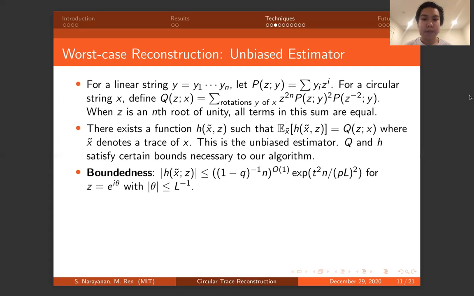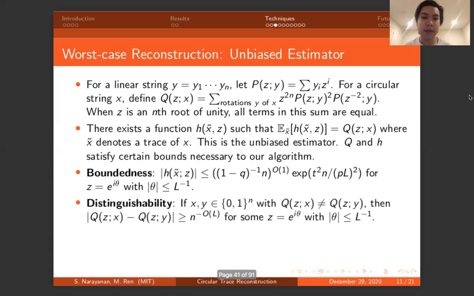So we'll be using z on the unit circle close to 1. Depending on a parameter L, we'll have z vary along the arc of the unit circle near 1 of length 1 over L. And we have this bound on h in terms of L.